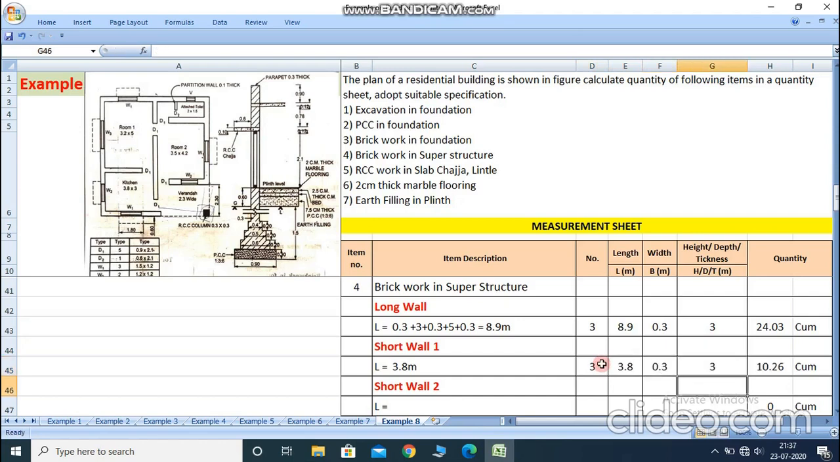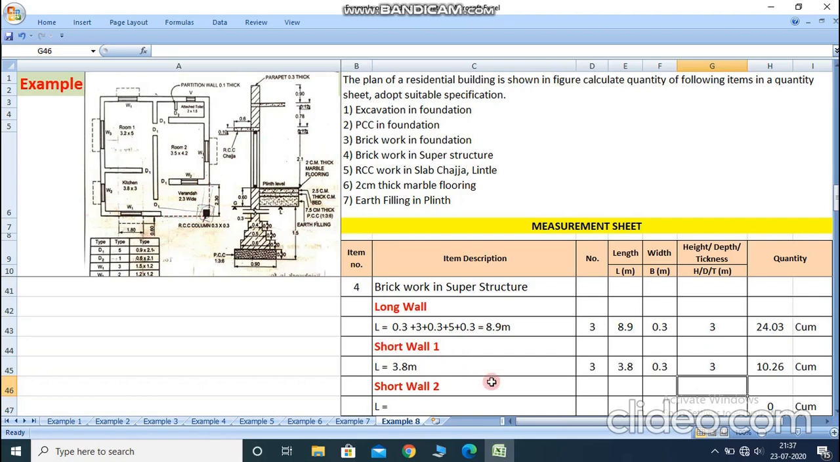Height is 3 meter. Then after, short wall 2. So the short wall 2 length is 3.5, which is the room size. So from this point to this point is the length of short wall 1, 2 and 3. So here we only write 3, because this portion is a veranda portion and no short wall is provided. Clear?